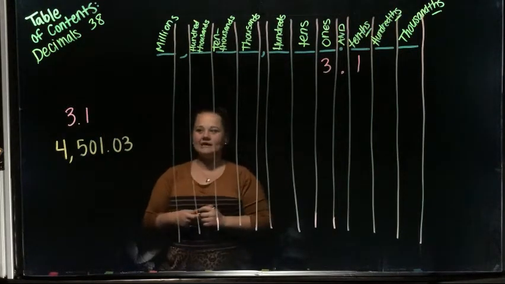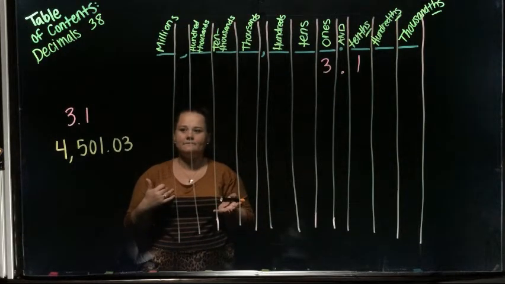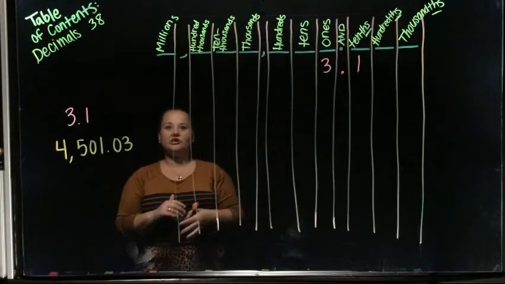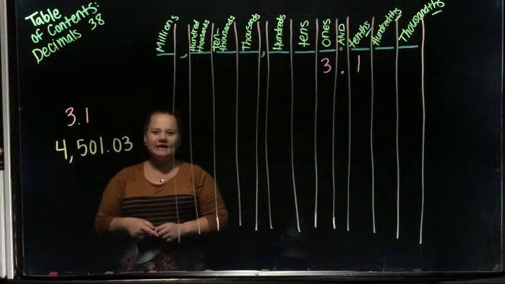That looks kind of tricky. I have a lot of numbers. I see a comma. I see a decimal. Let's go put it in our chart so that it can tell us exactly what to say. So where do I start?